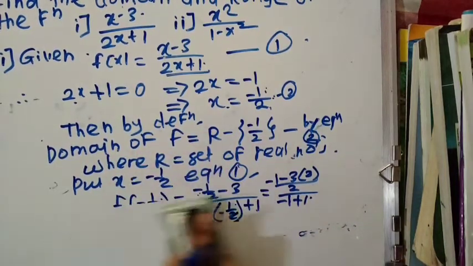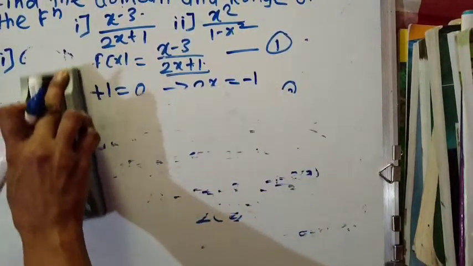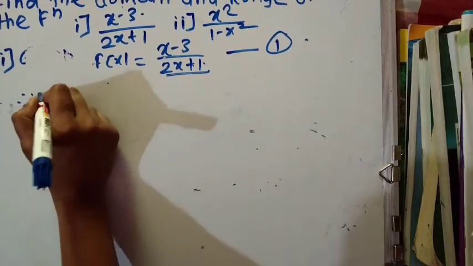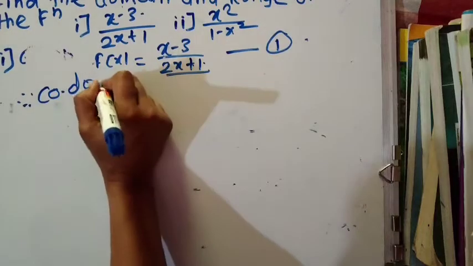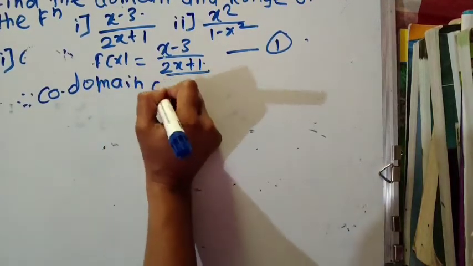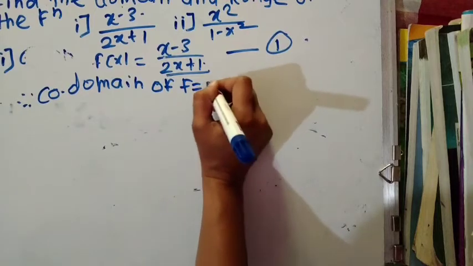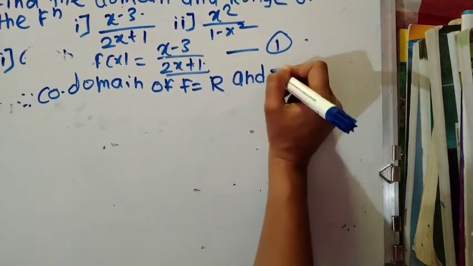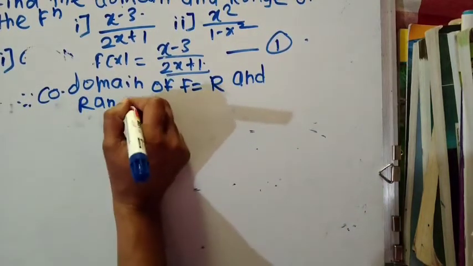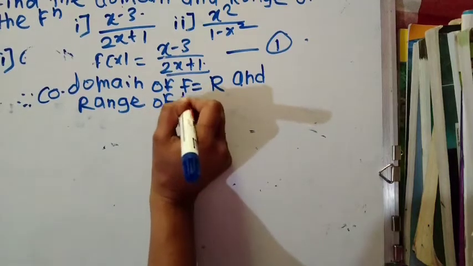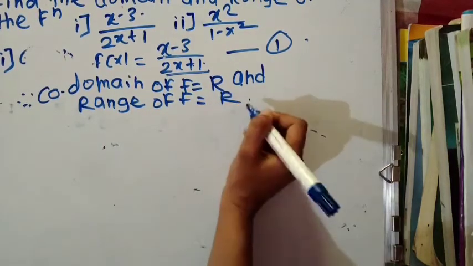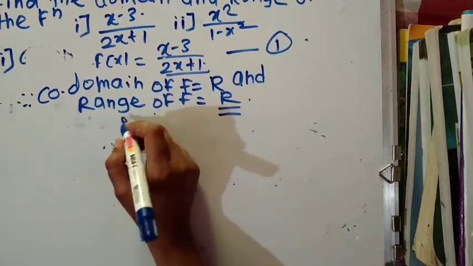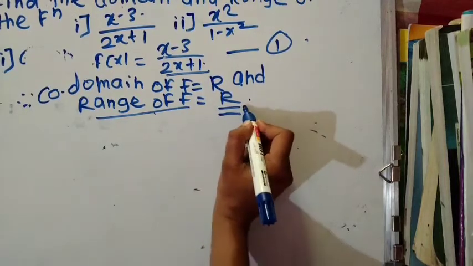Now we have found the domain. So now let us find out the range of the function. Hence codomain of f is equal to R. The codomain is the real numbers, and the range of f is also R. R means real numbers, so we got the domain, and the range of the function is R.